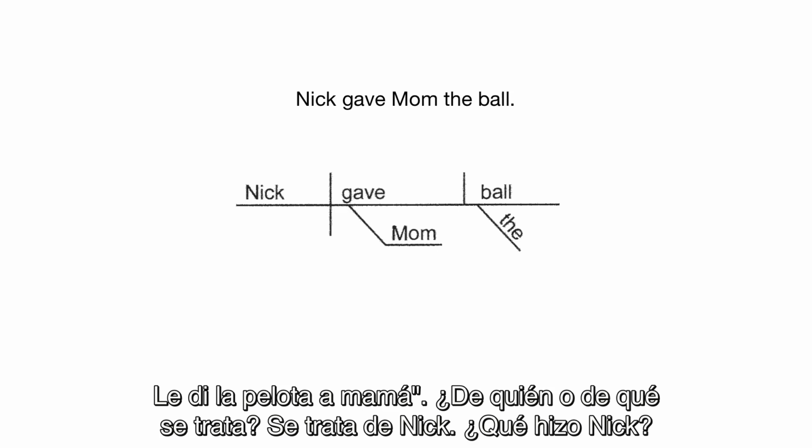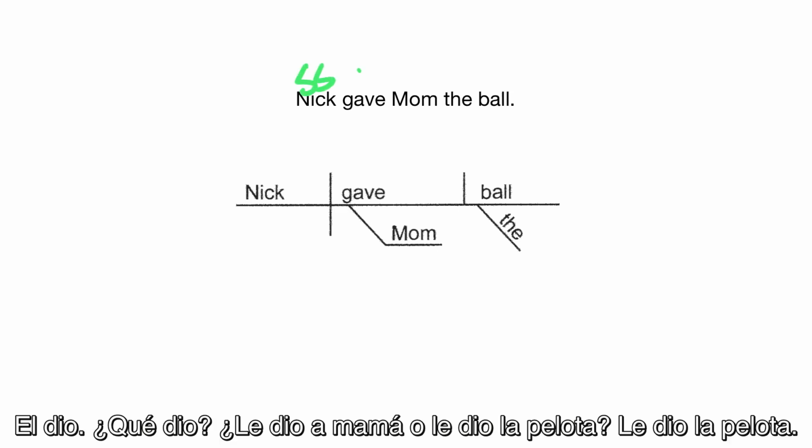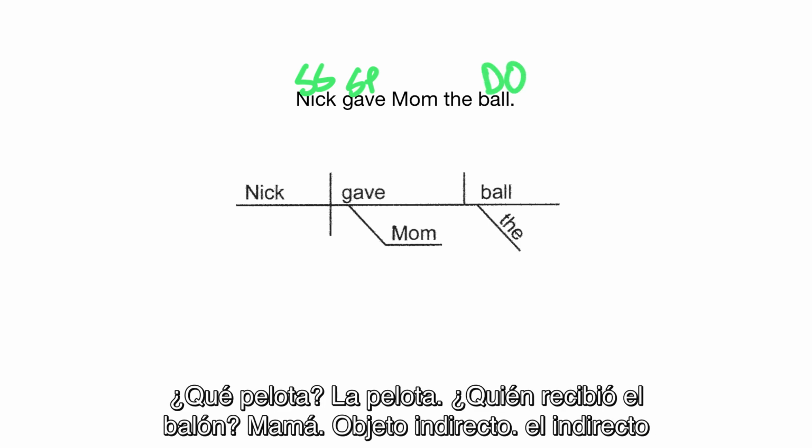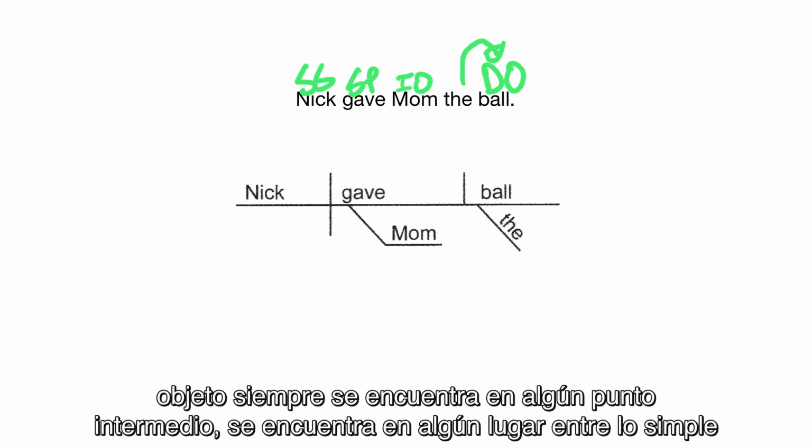Who or what is this about? It's about Nick. What did Nick do? He gave. What did he give? Did he give Mom or did he give the ball? He gave the ball. Which ball? The ball. Who received the ball? Mom. Indirect object.